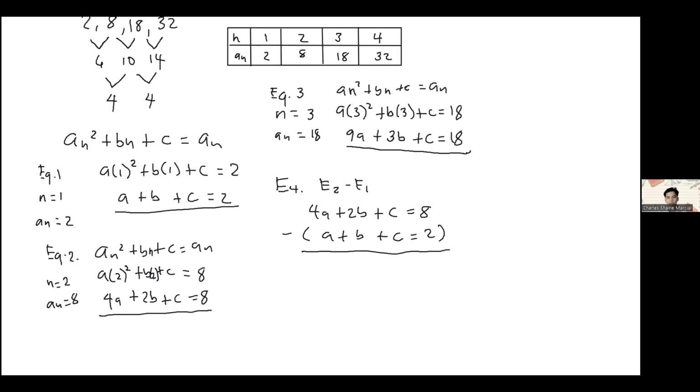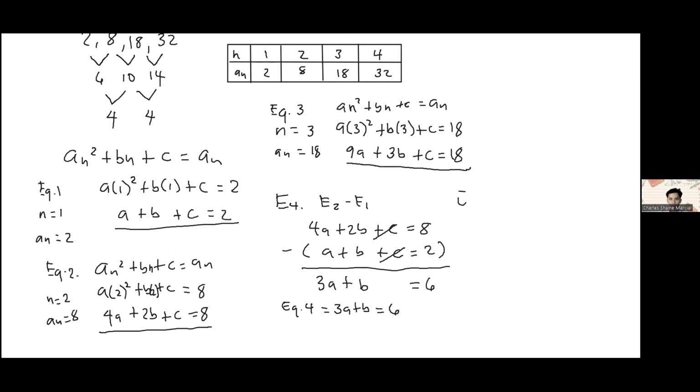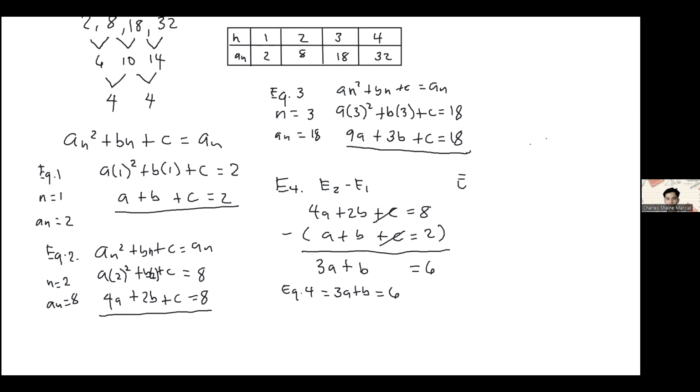Okay, so subtract na natin. 4a minus a, we have 3a plus 2b minus b is b. And ito makakancel na siya. And then we have 8 minus 2 is equal to 6. So yung equation 4 natin, yan. So we have equation 4 is equal to 3a plus b is equal to 6. Okay? Now let's find the equation 5. Sige, sulat natin dito sa katabi. Okay, equation 5.